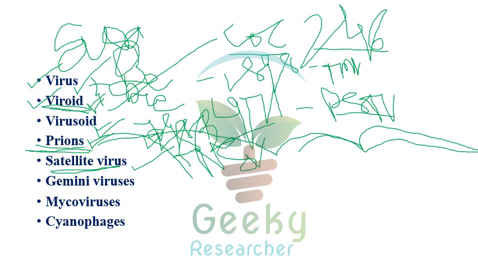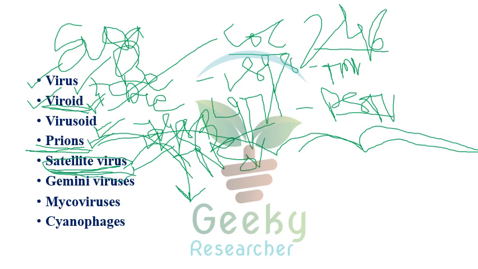So when it comes to the definition, satellite viruses are actually subviral agents, nucleic acid that is enclosed by a protein coat. It doesn't contain the necessary genes for replication, so it needs to depend on another virus, a helper virus, for replication, multiplication and co-infection. That's why it's called satellite virus.